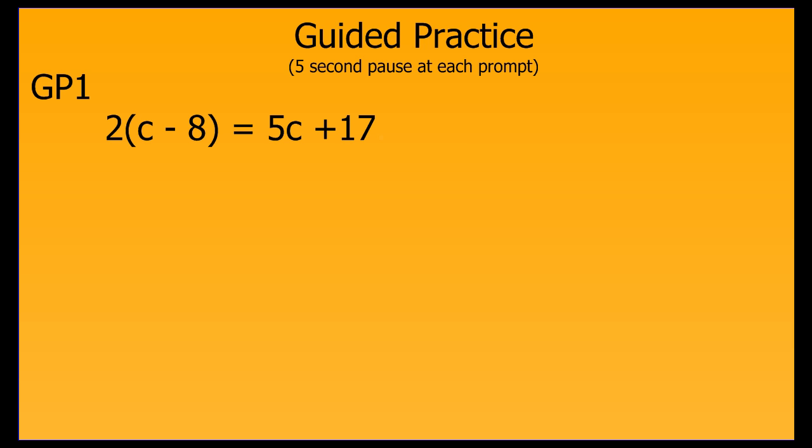What we're trying to do is isolate C, or perhaps get C by itself. Your next question is, what's our first step? Our first step is to apply the distributive property to the left side of the equation. We always want to simplify each side of an equation as much as we can before we start doing things to both sides of the equation. So what's our next step?